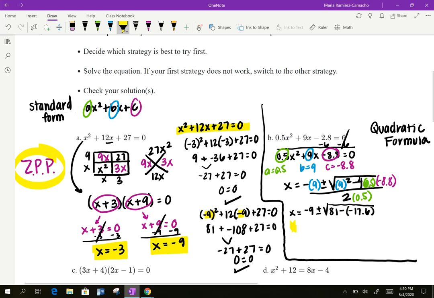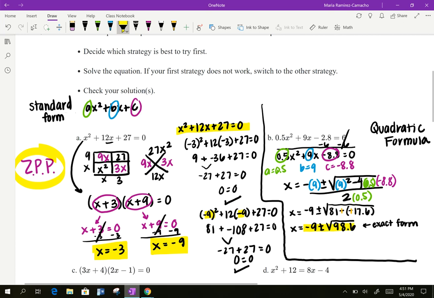Okay, so let's keep simplifying. Oh, highlighter still. I need a pen. Negative 9 plus or minus, this double negative turns into addition. 81 plus 17.6 is 98.6. This right here would be my answer in exact form. So I could stop, but I won't.